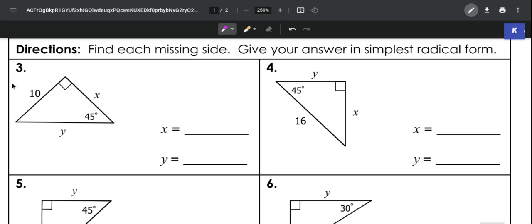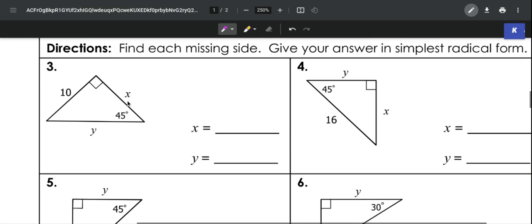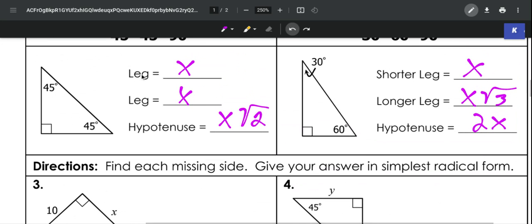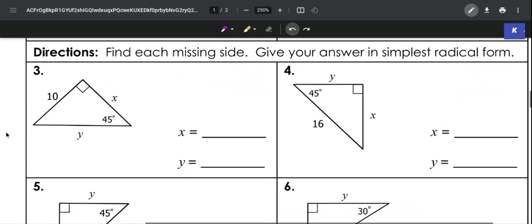So like on number 3, first you need to identify what you're actually looking for. So if we're looking at x here, x is a leg, and since this is a 45-degree angle, that means we've got a 45, 45, 90. So that means x here is going to be our leg, which in our definitions, our legs are equal to each other. So if our other leg here is 10, that means x is also going to be equal to 10. So when you're given a problem like that, it's pretty easy.